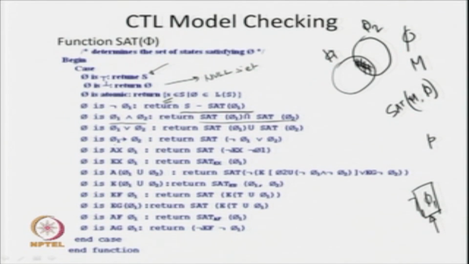Again, we know that if it is phi 1 implies phi 2, then we return not of phi 1 or phi 2, because this is equivalent. We know that phi 1 implies phi 2 is equivalent to not of phi 1 or phi 2. So, that is why we are just going to look for the satisfiability of these things, and ultimately we are going to get this particular step.